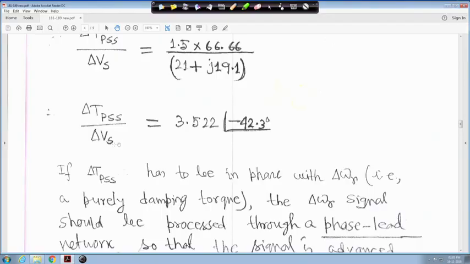Okay. So, in the previous lecture we finished here, that is delta T PSS upon delta Vs is equal to 3.522 angle minus 42.3 degree. This is actually phase lag. So, we have to design a compensator, that is why you use PSS, such that this can be completely eliminated. That means it will be pure damping. That is why you need a lead compensator.